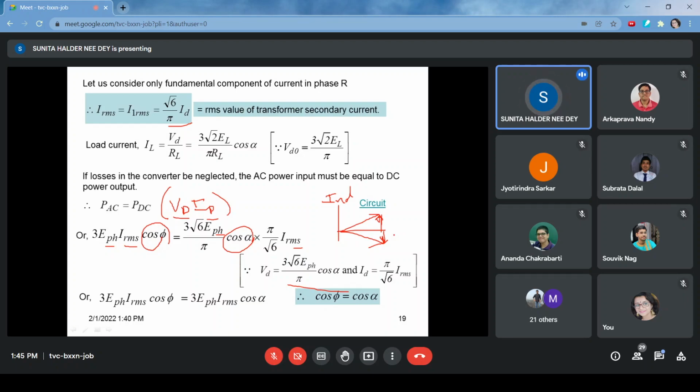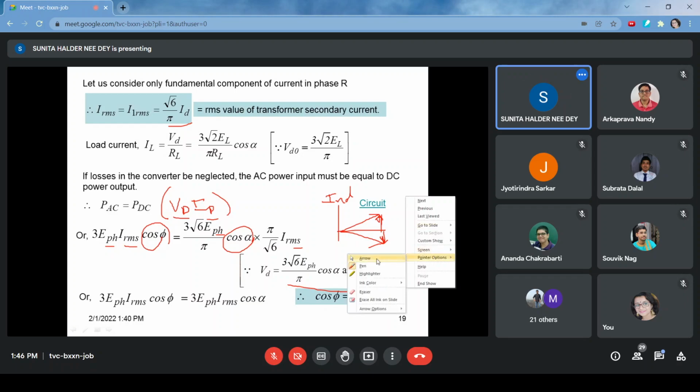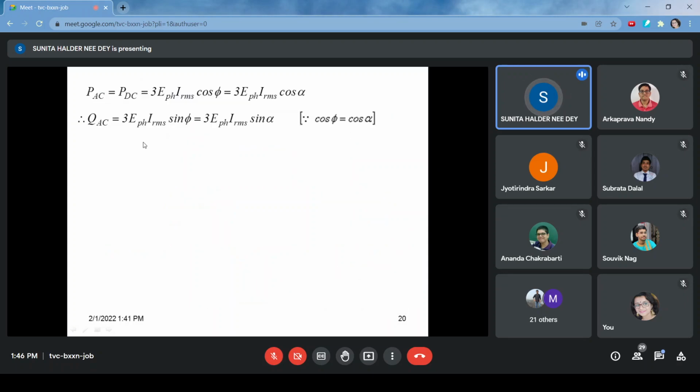Since it is converting AC to DC, due to this conversion procedure there will be a reactive power deficit on the AC side. That may require compensation, right? So now this is very easy. Now let us make some comments from here. So P is this one, and Q on the AC side is this one, with sine alpha, and cos phi equal to cos alpha, right? So in place of cos phi, we can easily write cos alpha.